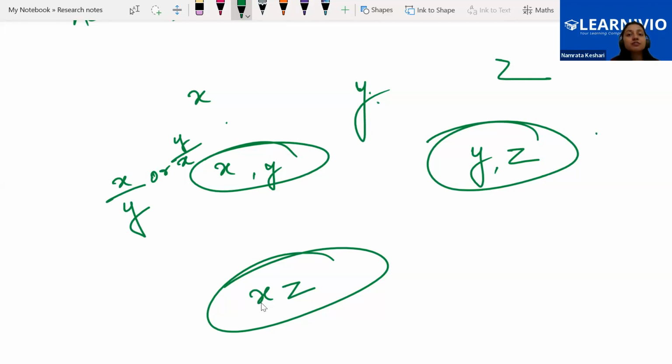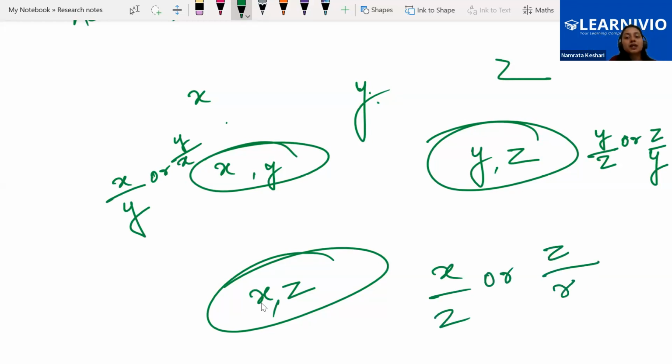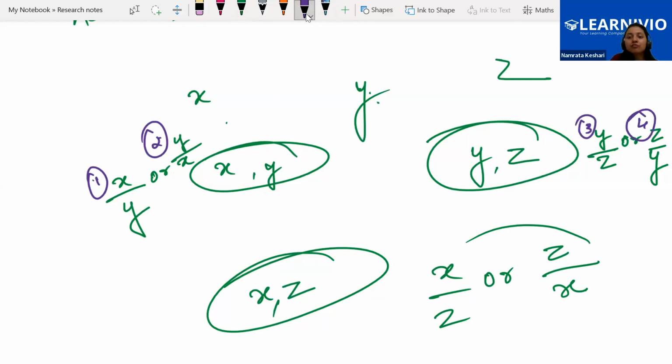With the help of y and z, if we have to make the ratio, we can make y by z, or maybe we can make z by y. And with the help of x and z, we have to make the ratio. Ratio means fraction. We have to make something in numerator, something in denominator. So we can make x by z, or maybe we can make z by x. So total how many ratios are we able to make? 1, 2, 3, 4, 5, 6. With the help of three sides, total 6 ratios we are able to make.